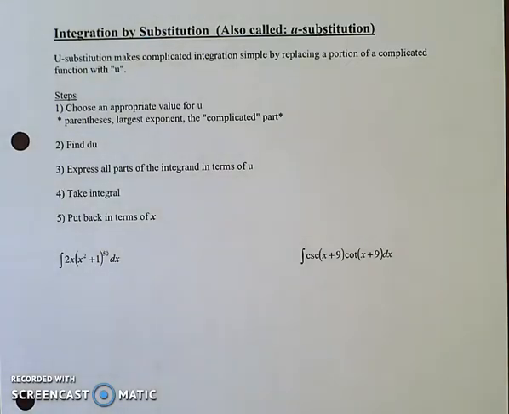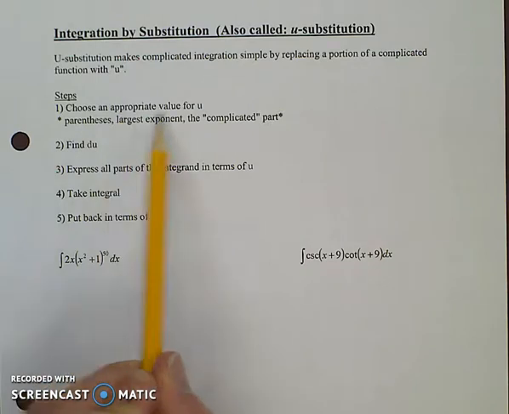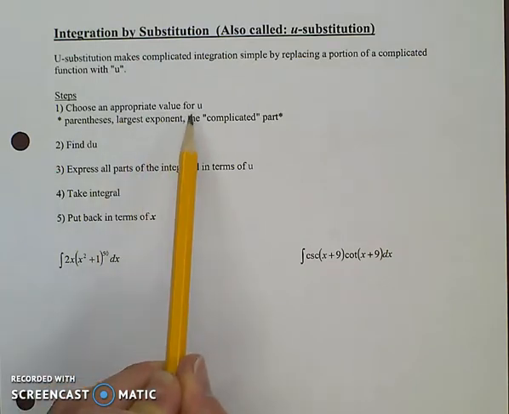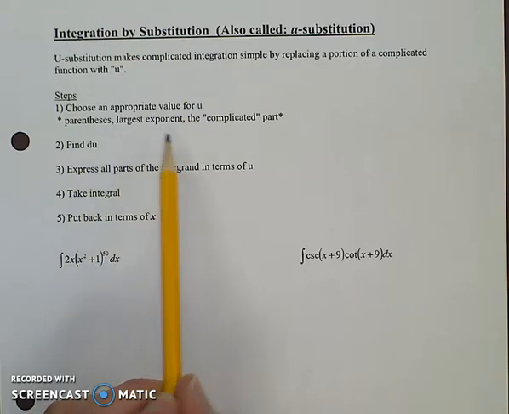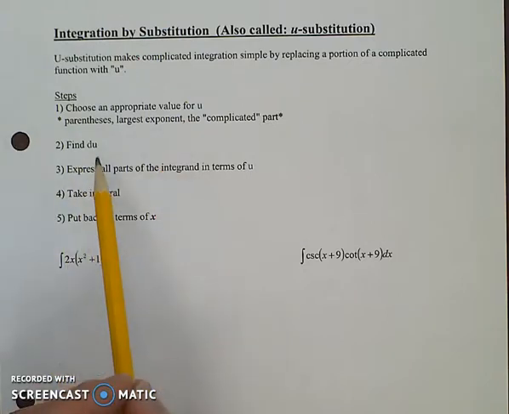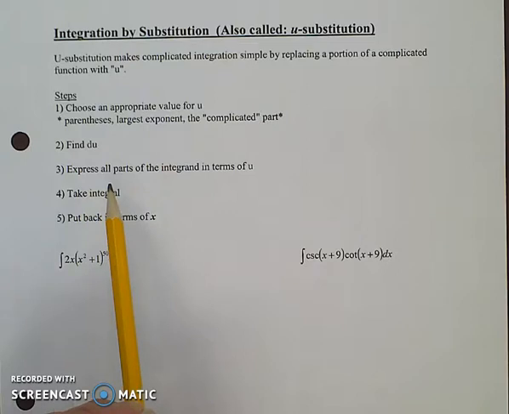We're going to look at something called integration by u-sub, and it's the opposite of chain rule. Nothing really that different about it, except that you're integrating. The idea is you choose an appropriate value of u, just as in the chain rule, looking at parentheses, largest exponent, or the complicated part. Find du, express all the parts of the integrand in terms of u, take the integral, and then put back in terms of x.